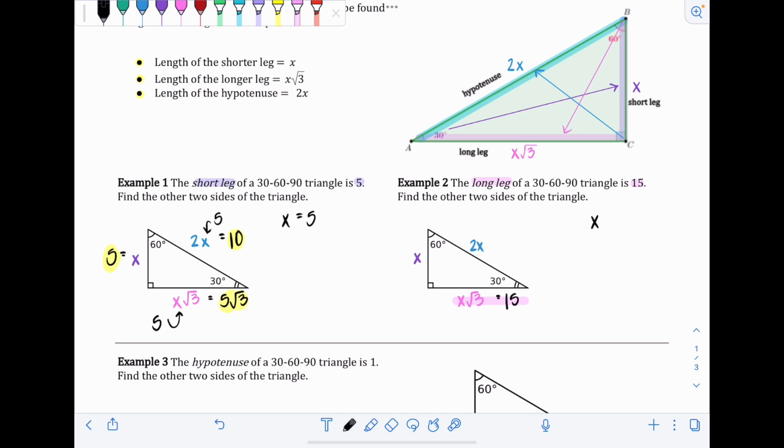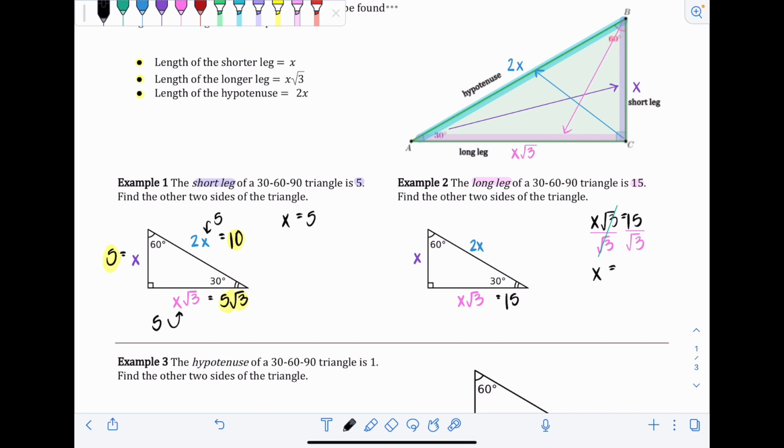So it'll be x times the square root of 3 equals 15. And now I need to solve for x, so I would have to divide both sides by the square root of 3. The square root of 3 divided by the square root of 3 cancels out, leaving me with just x.